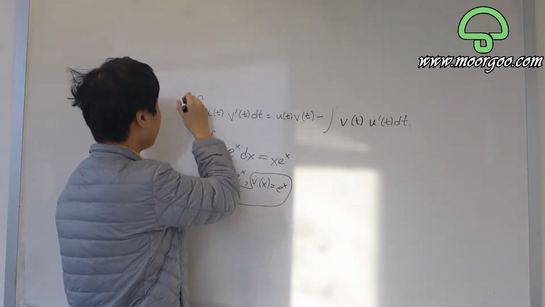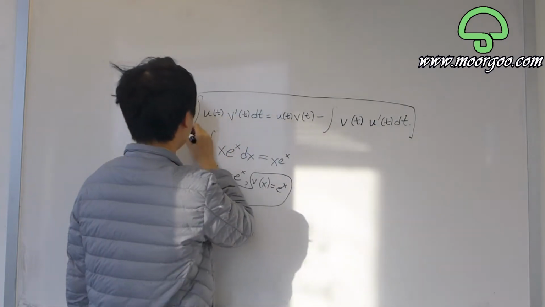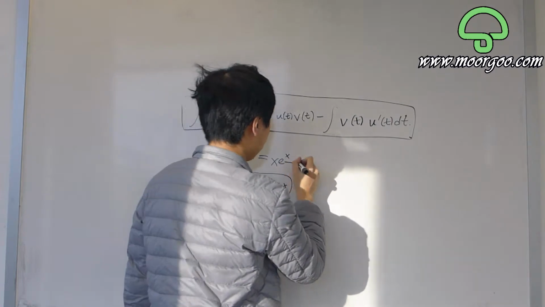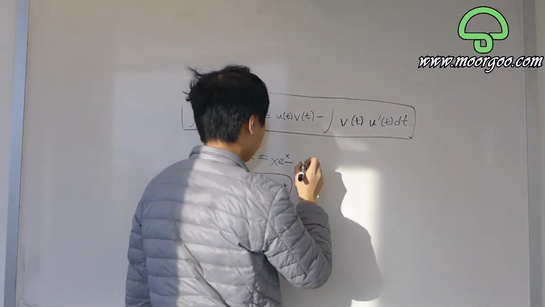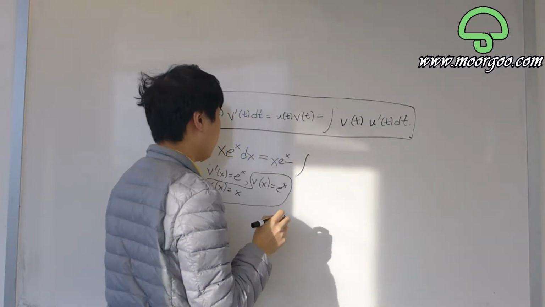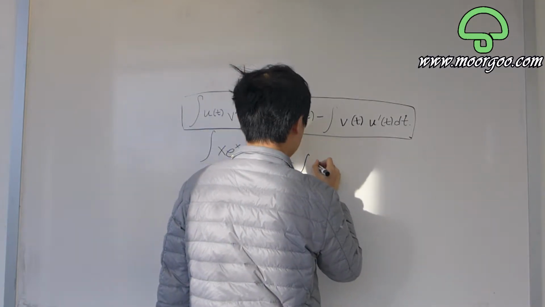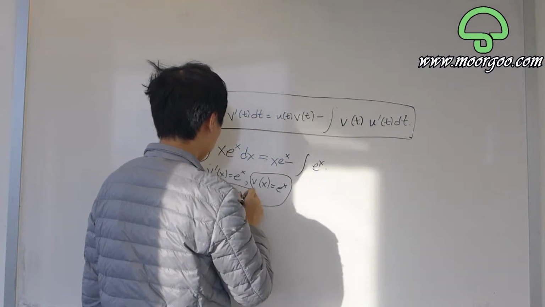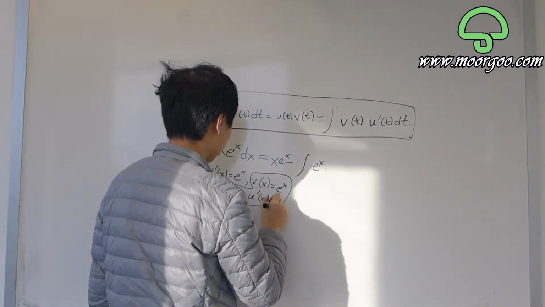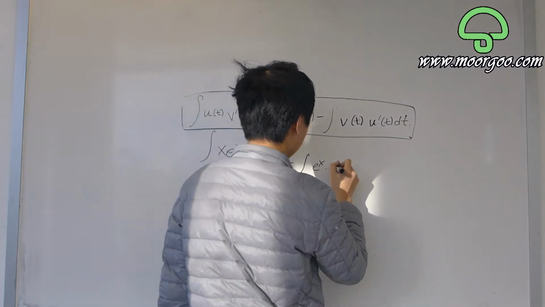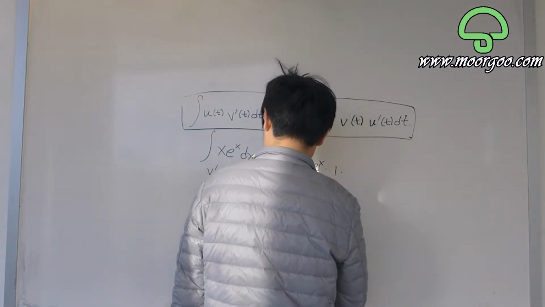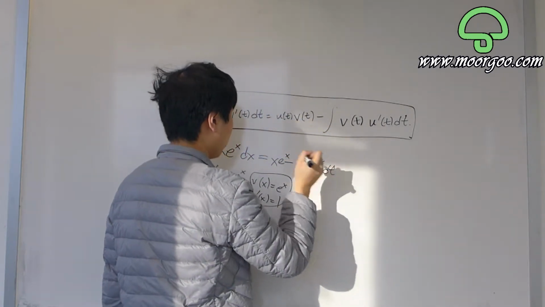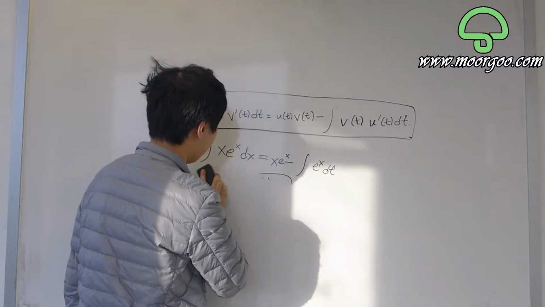And by the way, you should definitely have this formula on your cheat sheet, or you would be having a bad time, I suppose. Now, what is u prime of x? U prime of x is simply 1, so we don't have to care about it.